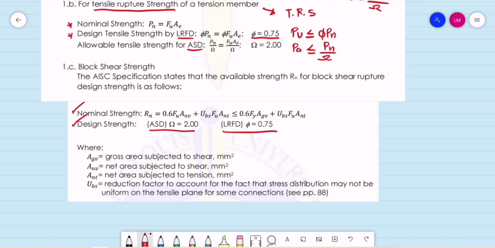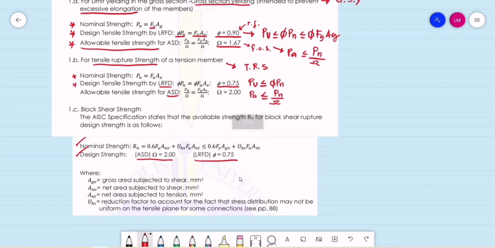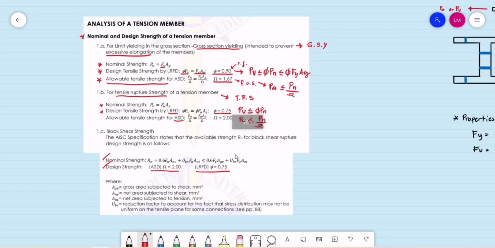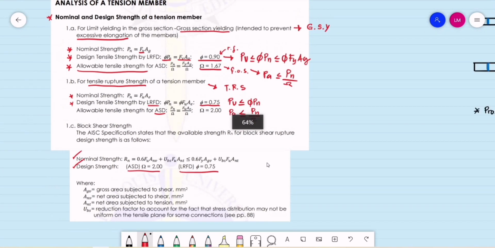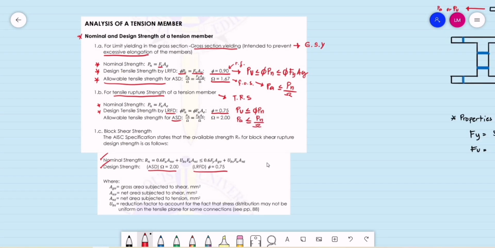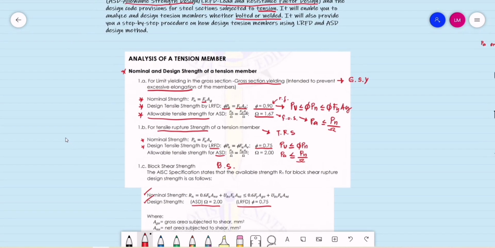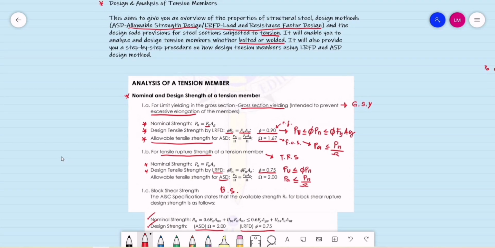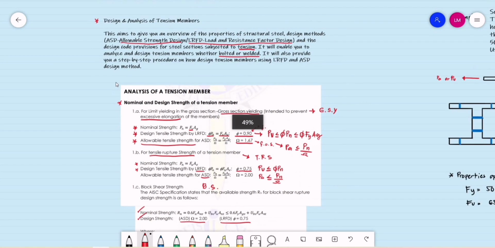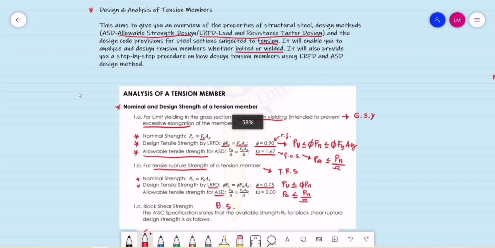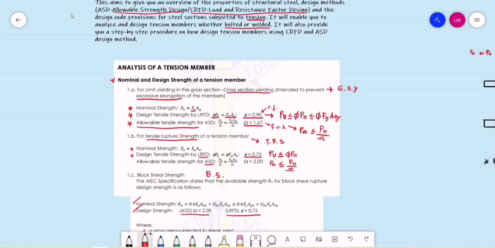Hopefully we can have an example for each of these cases: the GSY, the TRS, and the block shear. So this is our introduction for the procedures and methods for the design of a tension member. Let's have an example.